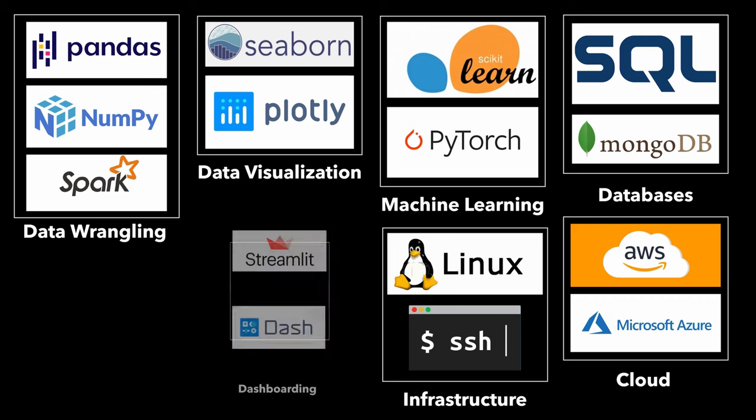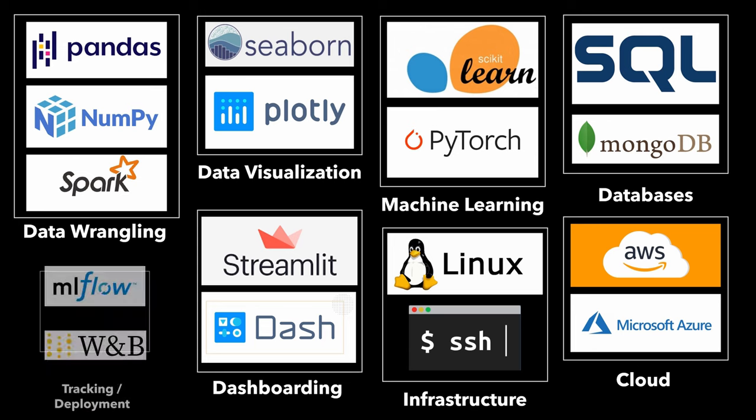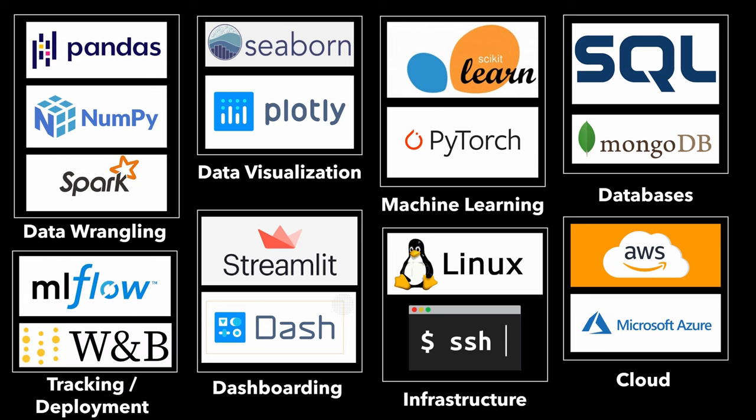For building quick prototype dashboards, I usually use Streamlit or Dash. Finally, to be able to track my experiments and deploy the models as API endpoints, I use MLflow or Weights and Biases. Besides that, I version my code with Git and use additional tools depending on the project.